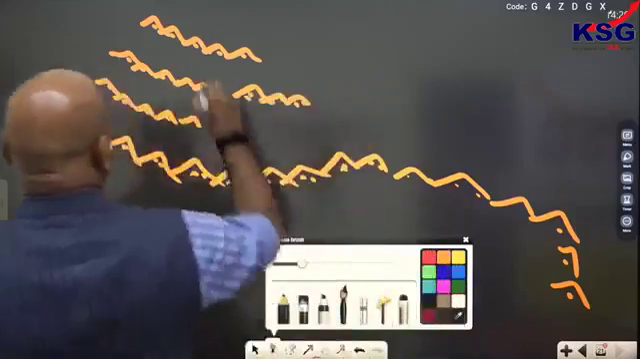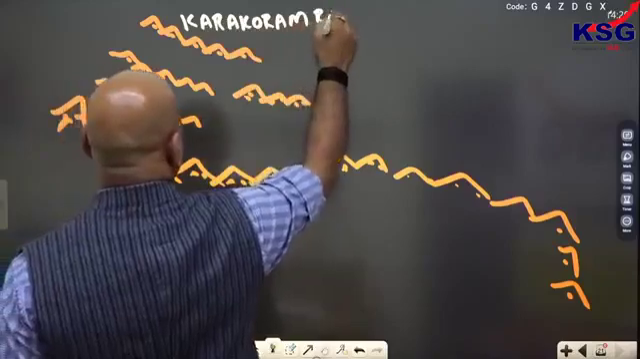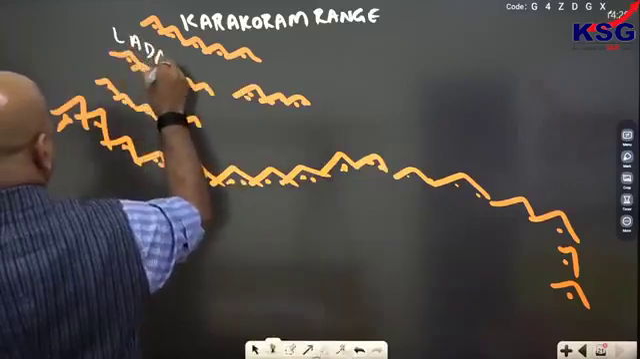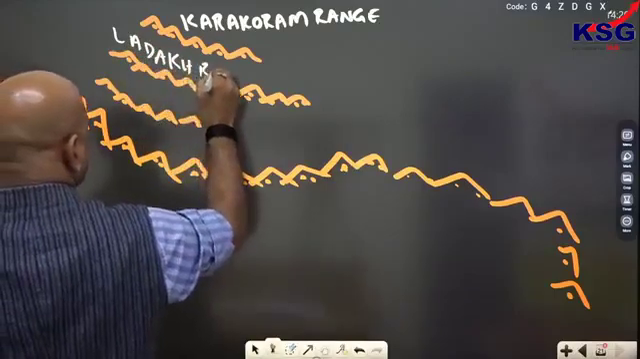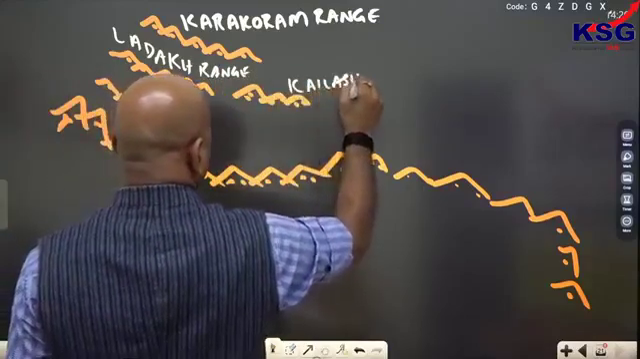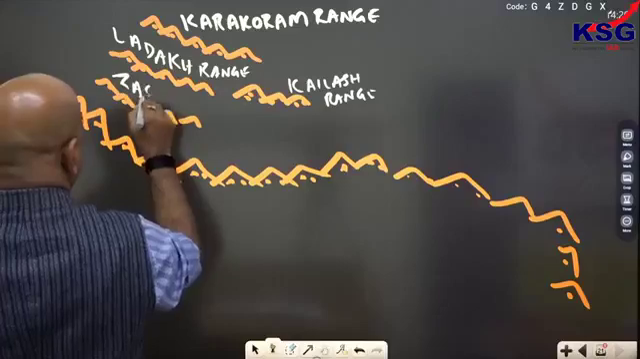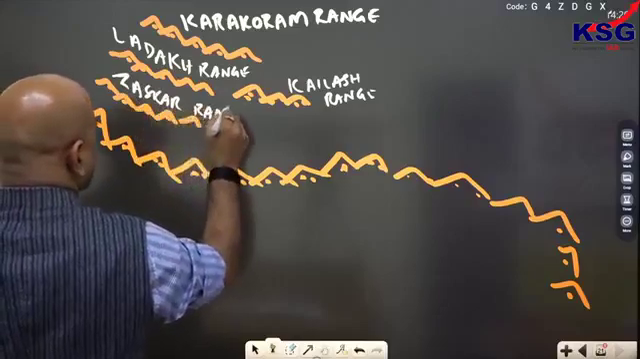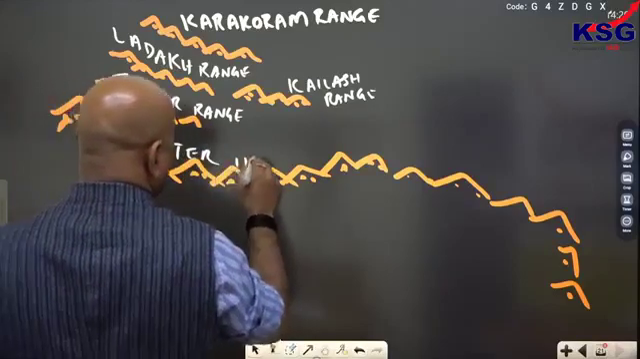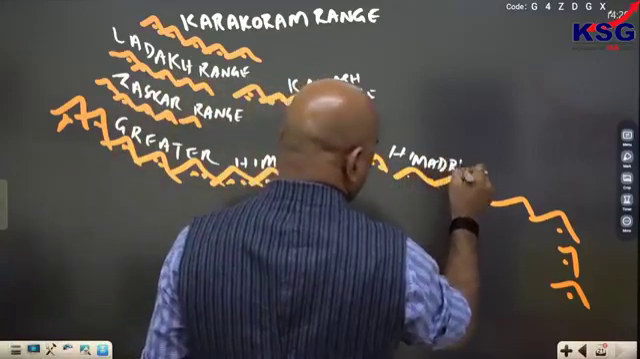This is where the regions are known as the Karakoram range, Ladakh range, Kailash range, Jaskar range, a range of Himalaya. This is the Greater Himalaya or Himadri range, Himadri or Inner Himalaya.